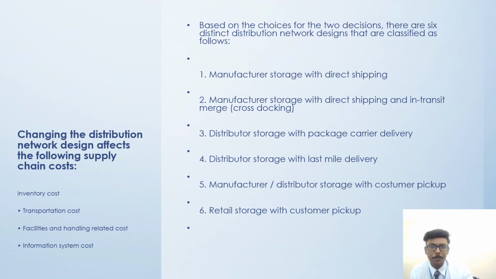Next is changing the distribution network design, which affects the following supply chain costs. Definitely inventory cost plays a major role, then transportation cost, facilities and handling related cost, and information system cost. Okay. Based on the choice for the two decisions, there are six distinct distribution network designs associated here. One is manufacturer storage with direct shipping, manufacturer storage with direct shipping and in-transit merge, that is called cross-docking, distributor storage with package carrier delivery, distributor storage with last mile delivery, manufacturer or distributor storage with customer pickup, and retail storage with customer pickup. We'll see them one by one.